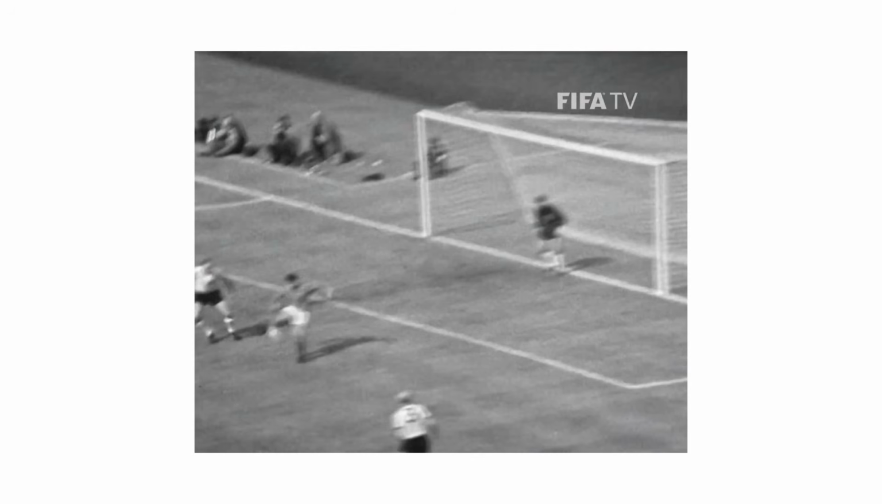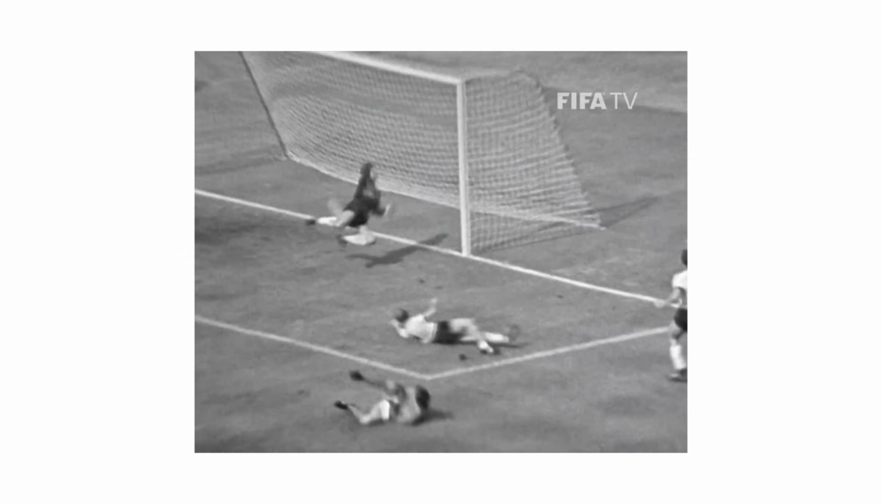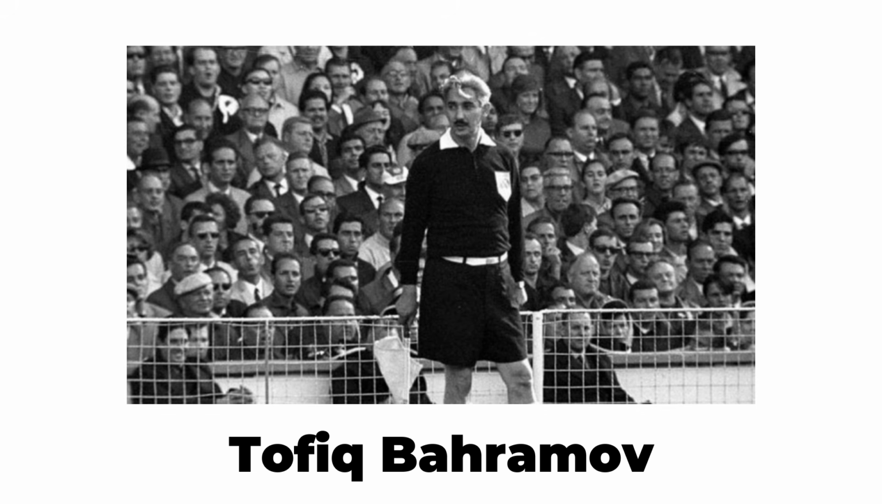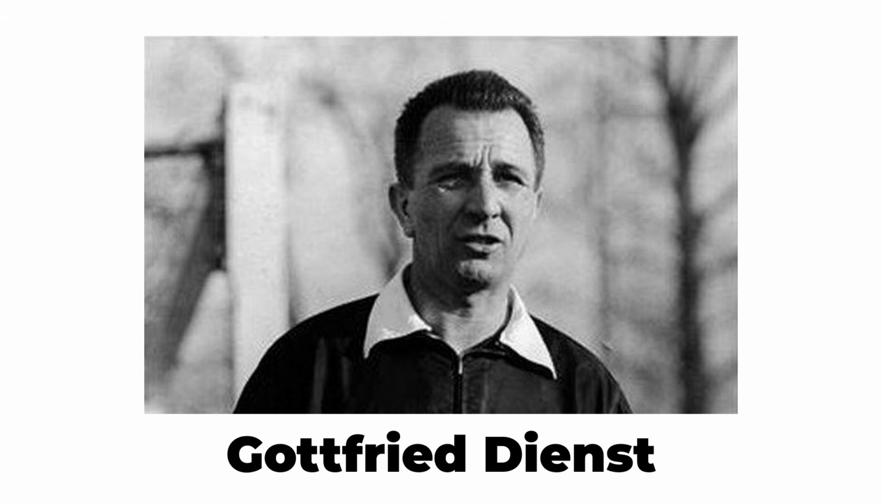In the extra time, we saw one of the most controversial moments in World Cup history. Geoff Hurst took control of the ball from a cross and blasted it into the goal. The ball hit the crossbar and Geoff scored. Or did he? Or maybe he didn't. Or maybe he did. At least Tofik Bahramov, an assistant referee from Azerbaijan, said that Geoff scored, and the main referee Gottfried Dienst declared it's a goal.